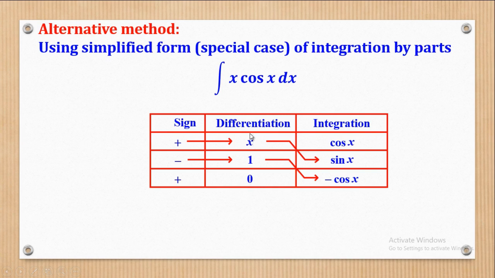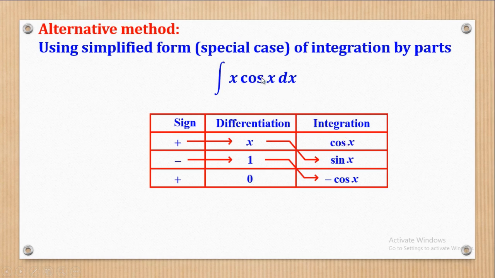So in this case, when I differentiate x, my x was under the part of differentiation because cos x I can easily integrate. Now when I differentiate x, I'll come up with 1, which is here, and when I differentiate 1, I'll come up with 0. So that means that this is where I should stop. Now I'll go to the part of integration.